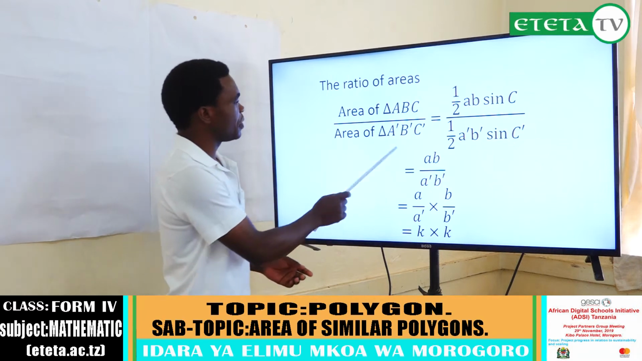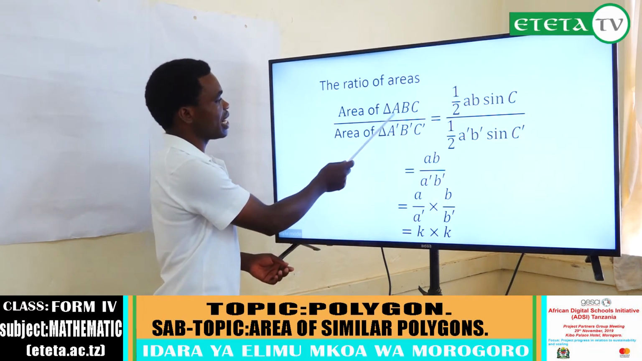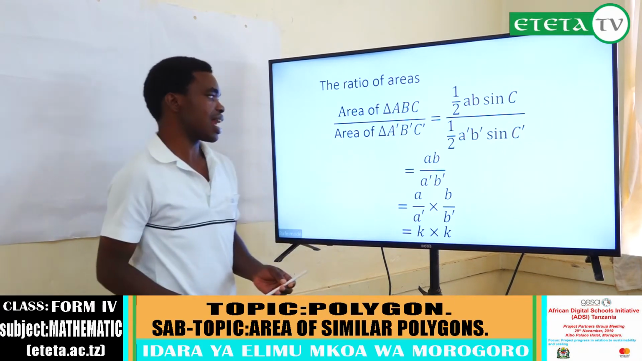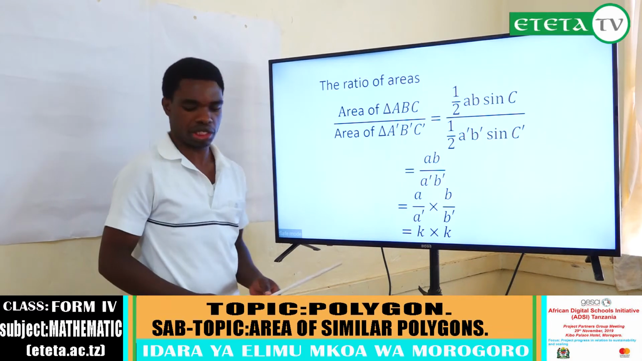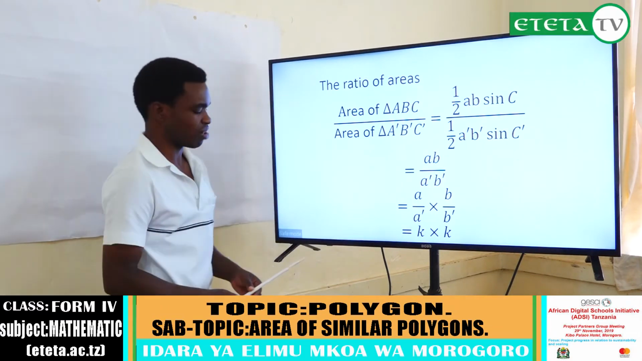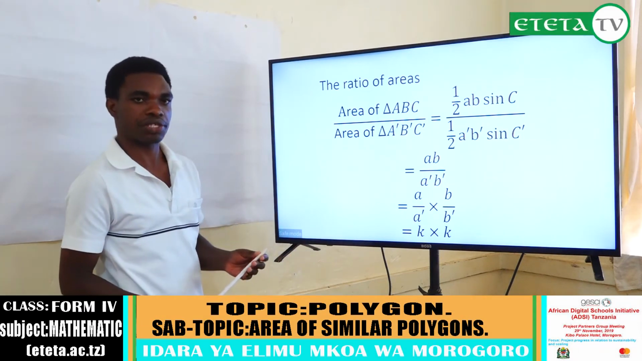Now, this is the ratio of the area of triangle ABC to the area of triangle A dash B dash C dash. That ratio is K times K, which is K squared.